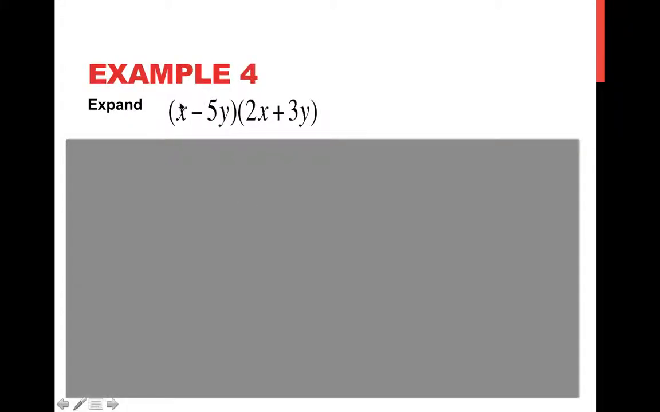Example 4. Expand bracket x take away 5y close bracket, bracket 2x plus 3y close bracket. Exactly similar to the other two, apart from being a little bit more challenging, I think.